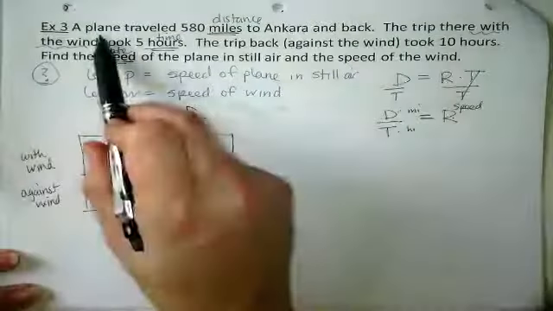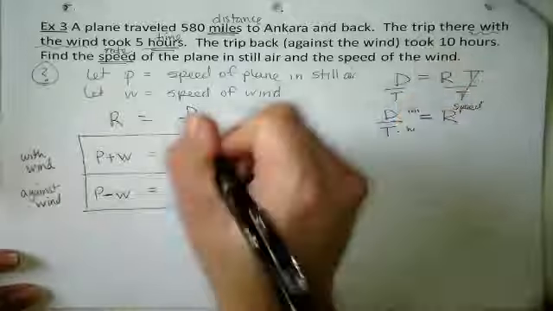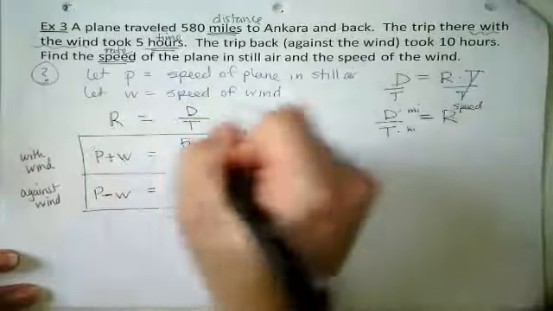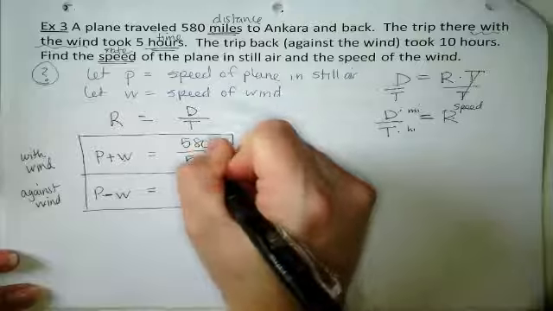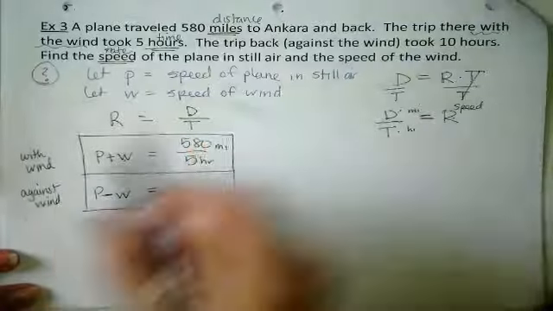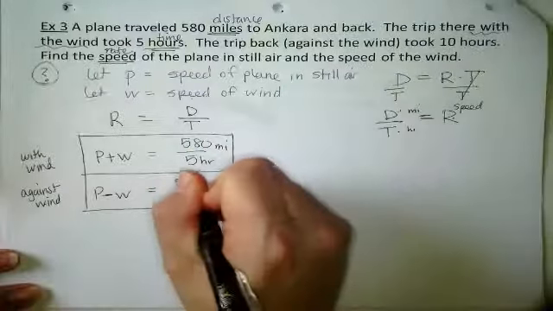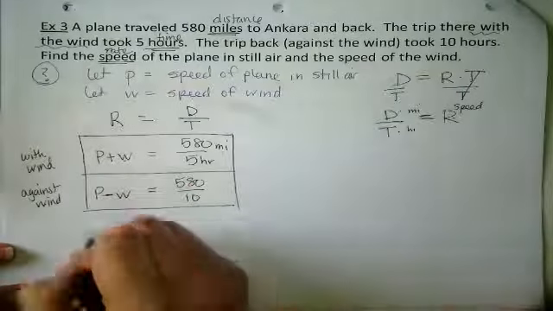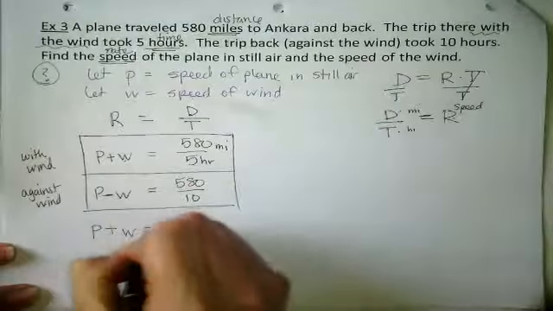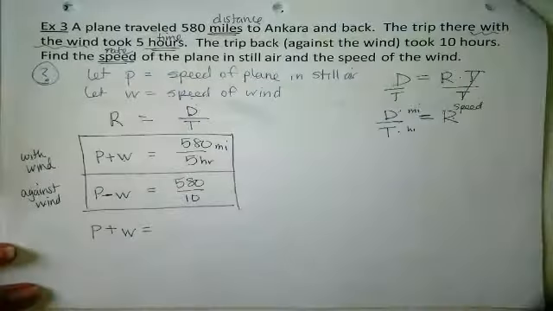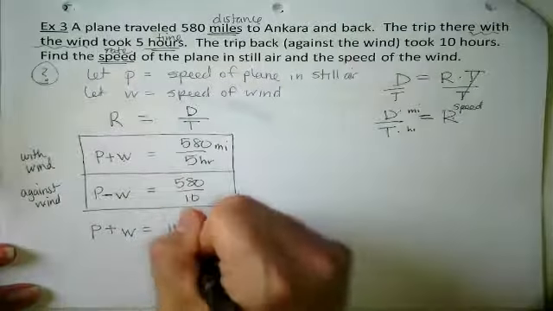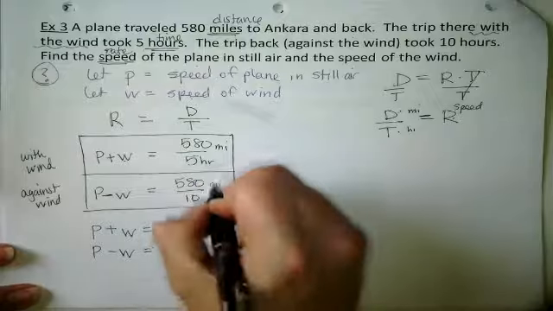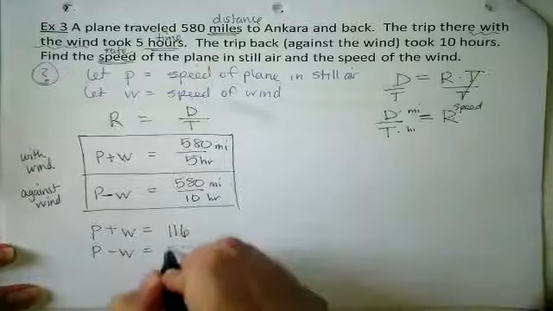So let's see. Our plane traveled 580 miles. So our distance was 580 miles. With the wind it took 5 hours. So it was 580 miles in 5 hours. And the trip back against the wind took 10 hours. So that was 580 miles in 10 hours. Distance over time. So we get these two equations, which are pretty nice. P plus W equals, it turns out that 580 divided by 5 is 116. And P minus W equals 580 divided by 10, which is just 58 miles per hour.